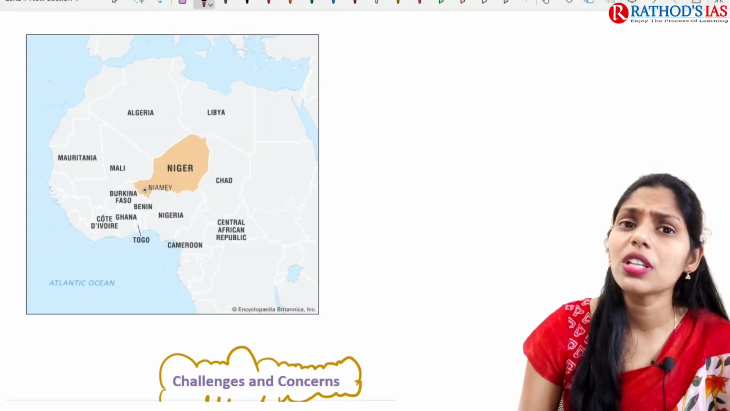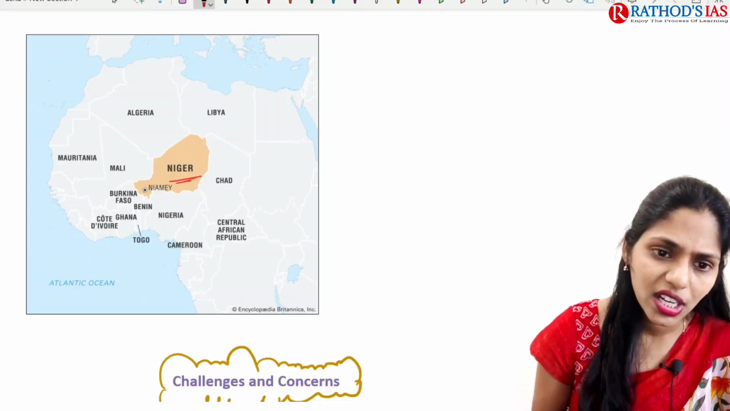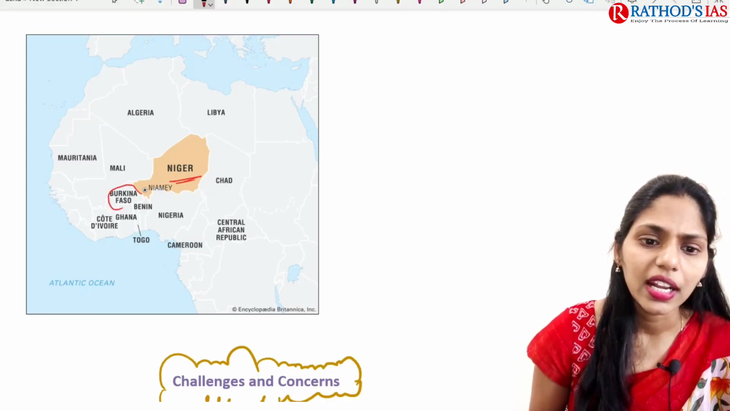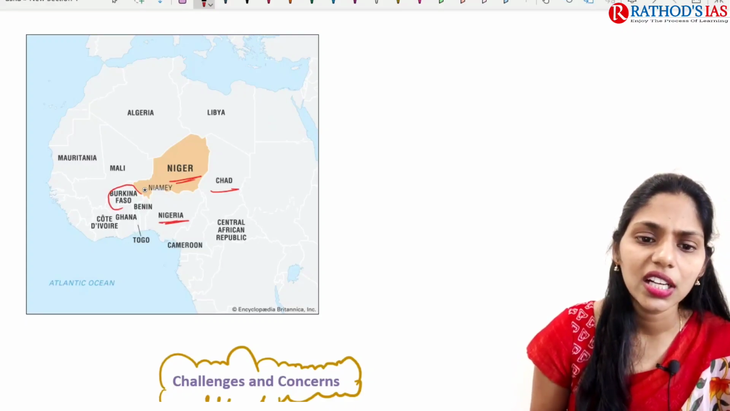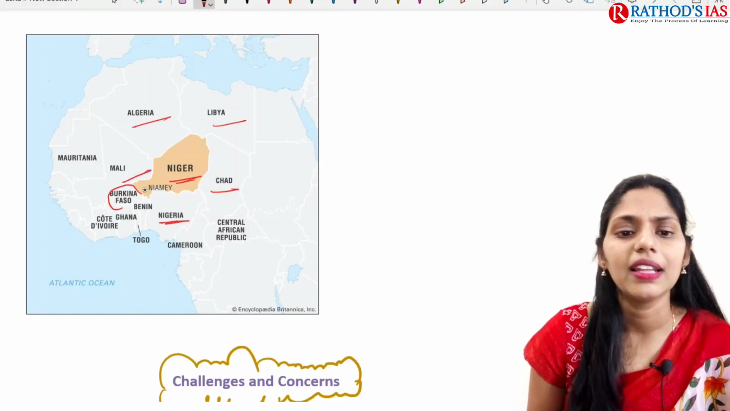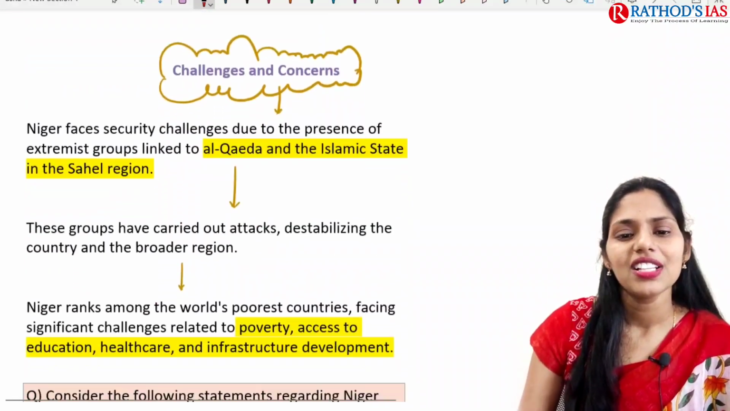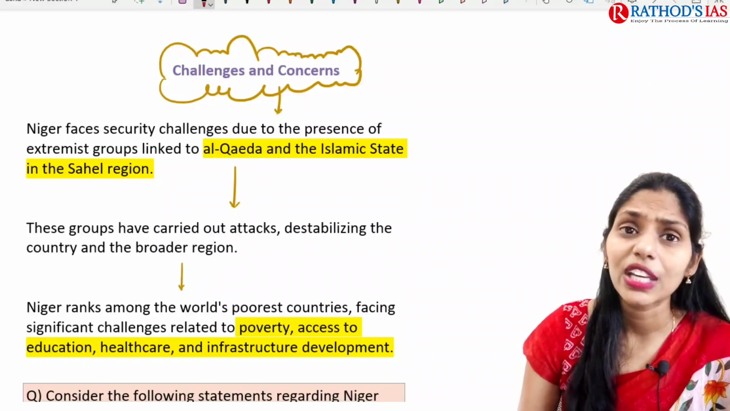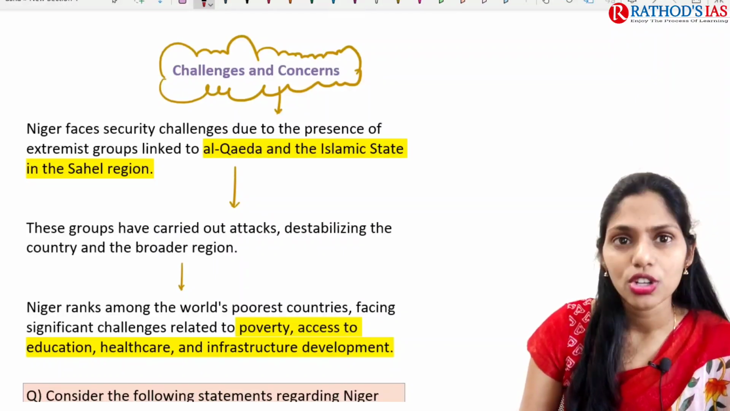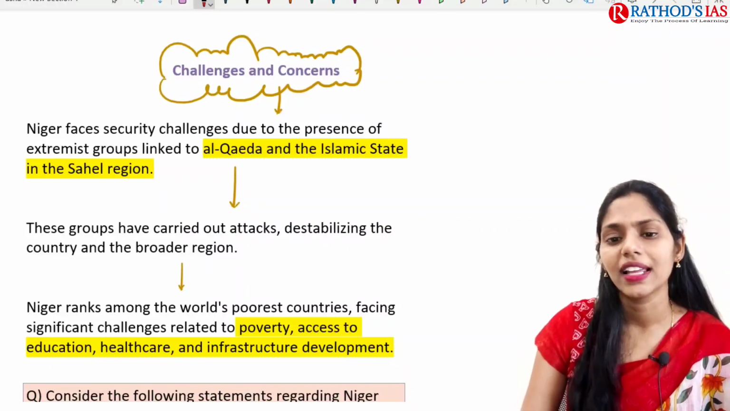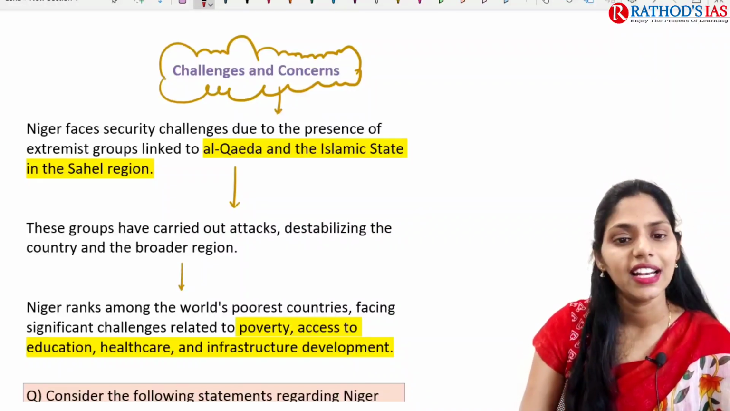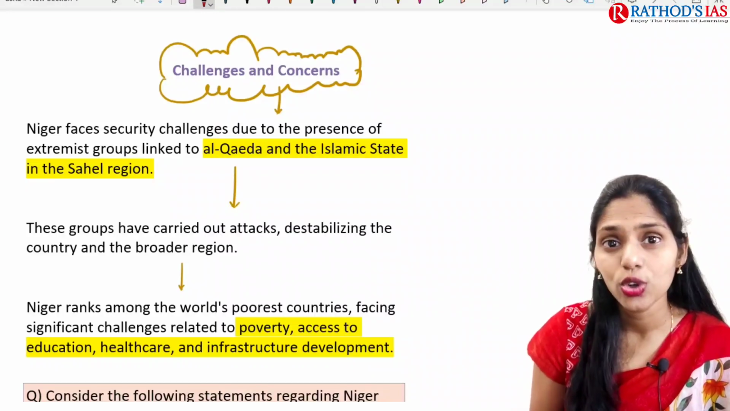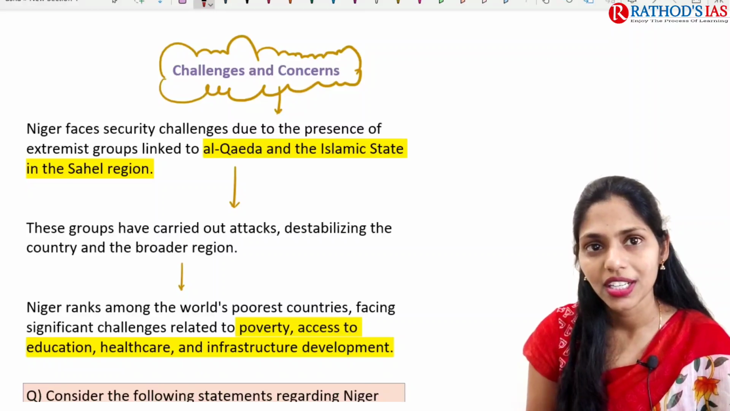Now let us try to see the map of Niger. Here in this region Niger is located, and here we have Burkina Faso, Nigeria, Chad, Libya, Algeria, and Mali. Now let us see what the challenges and concerns are. Niger is facing security challenges because of Islamist groups like Al-Qaeda and Islamic State in the Sahel region.